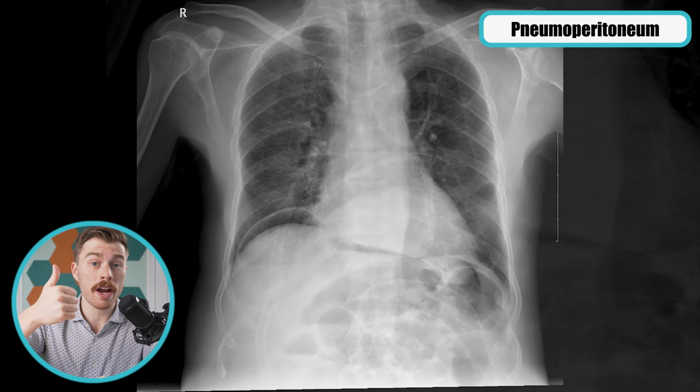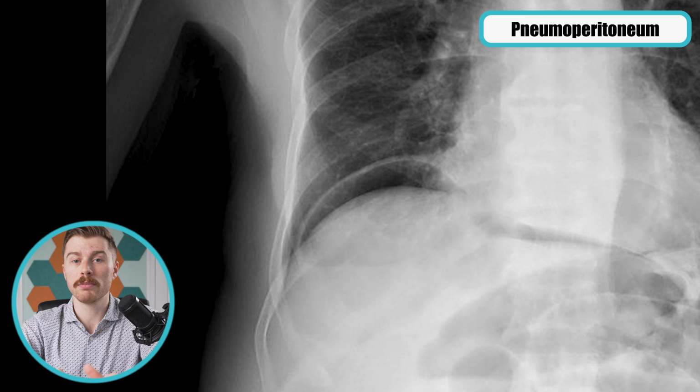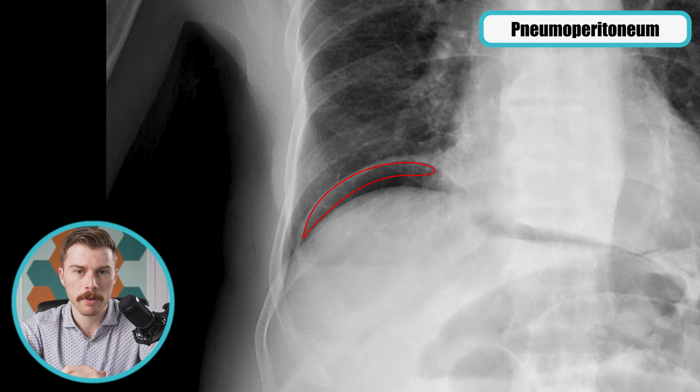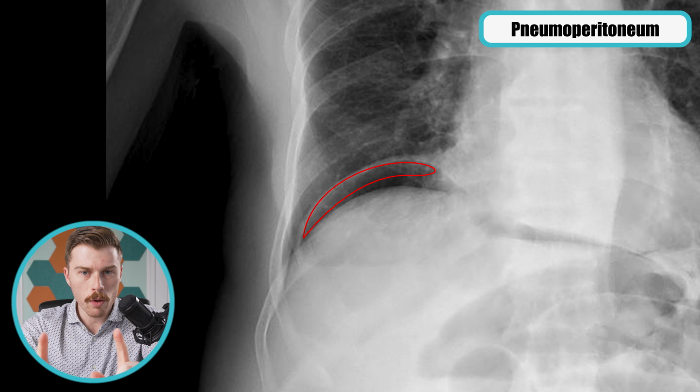Air floats straight up under the diaphragm, separating it from the liver. You'll see a clean, bright crescent of air right beneath the diaphragm. They love testing this image, so make 100% certain that you have an image of this in Anki and always check for this on chest x-rays.